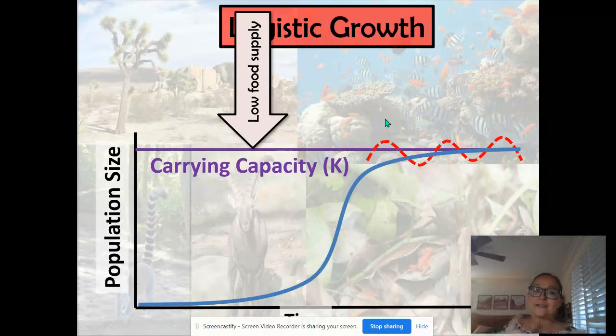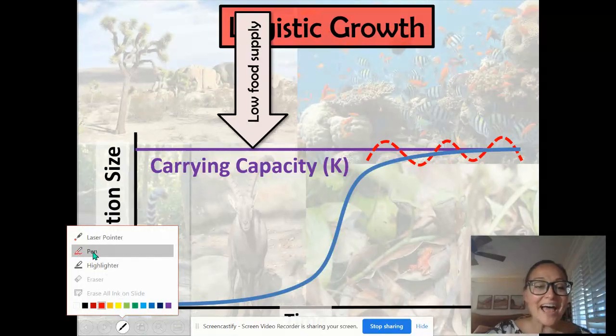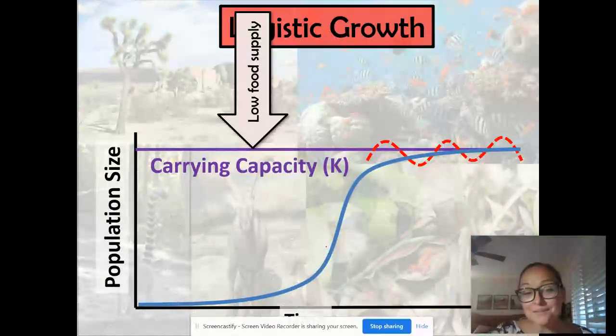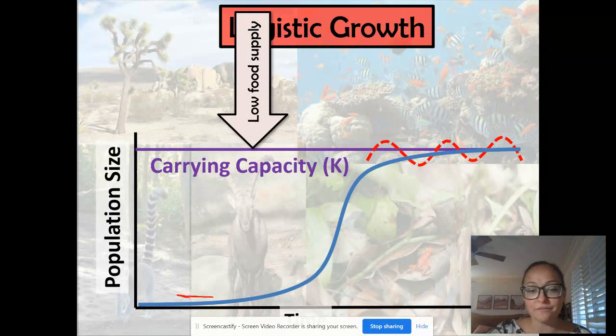So this is so cool. So let's think about right here. As the population grows exponentially, with lots of abundant food right here, that leads to exponential growth. Tons of food, the population is growing. But right around here, we see that growth begins to slow.